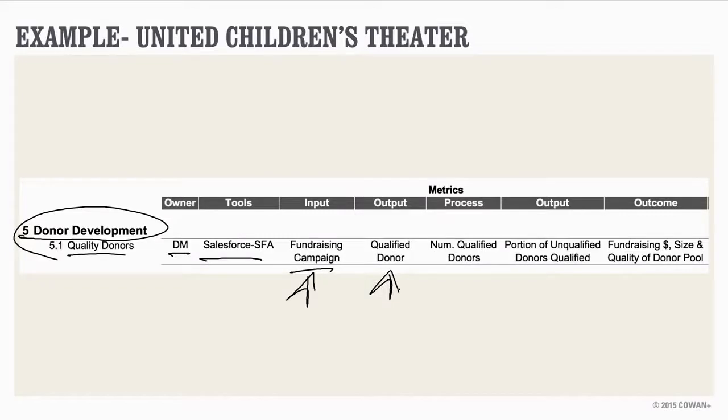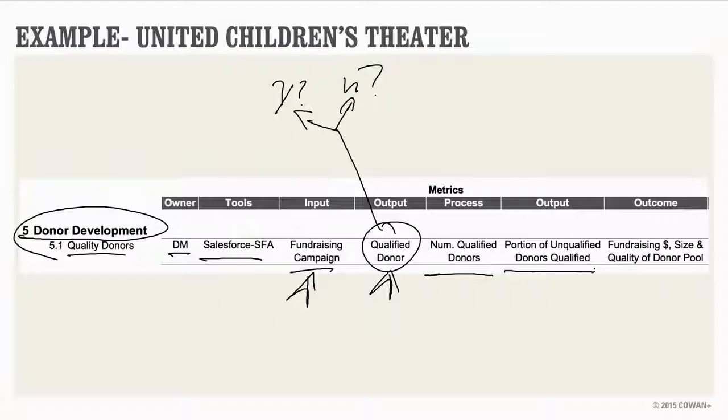Now, you may be thinking, well, what if the donor is not qualified? Well, what we mean by this is actually a donor that has gone through a process and been definitively qualified as either yes, they're okay, or no, they're not qualified and we shouldn't be bugging them anymore. So the process metric is the number of donors that they've qualified. The output metric is the number of unqualified donors that were mistakenly qualified. So have we taken people through the process and we continue to call on them and solicit donations when our process should have identified that United Children's Theater wasn't a good fit for them? That would be our output metric.